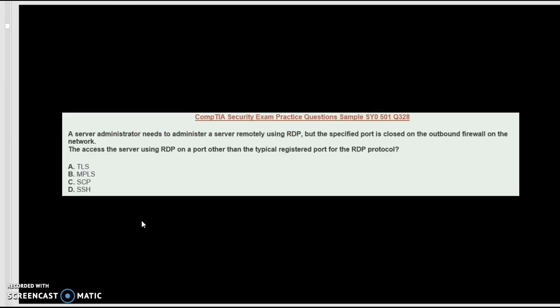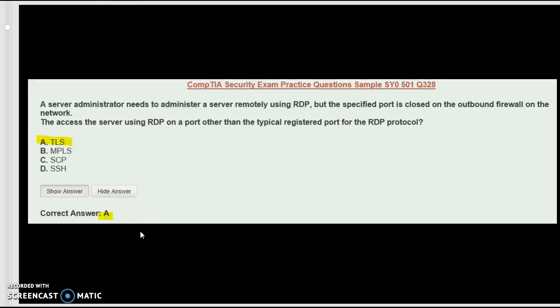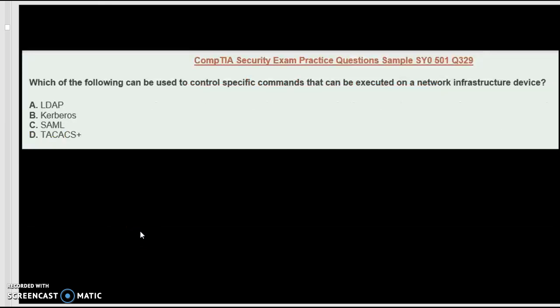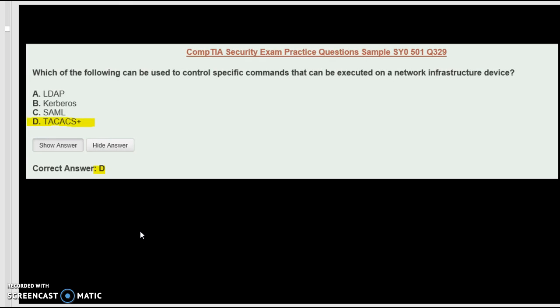A server administrator needs to administer a server remotely using RDP, but the specified port is closed on the outbound firewall on the network. To access the server using RDP on a port other than a typical registered port for the RDP protocol, TLS. Which of the following can be used to control specific commands that can be executed on a network infrastructure device? It's TACACS Plus.